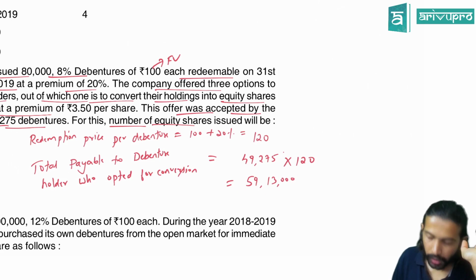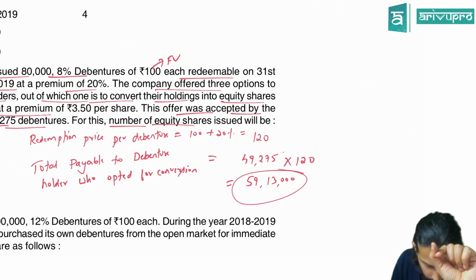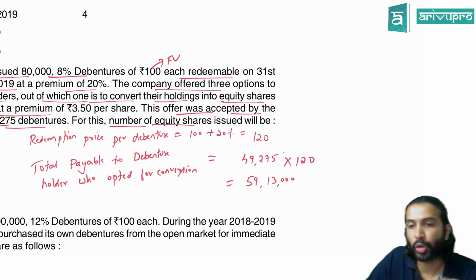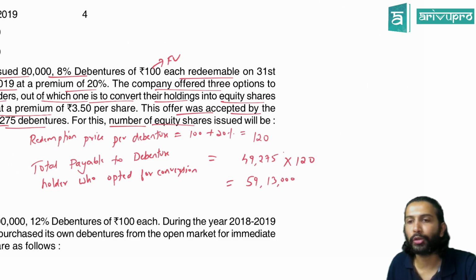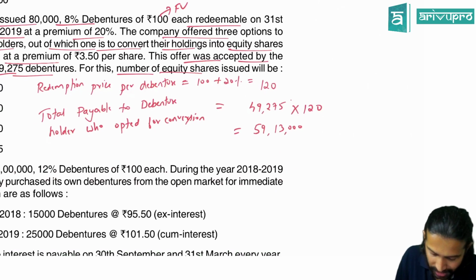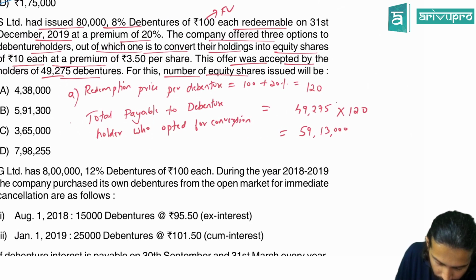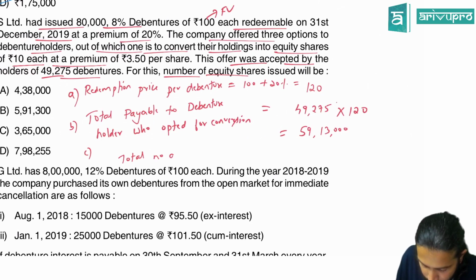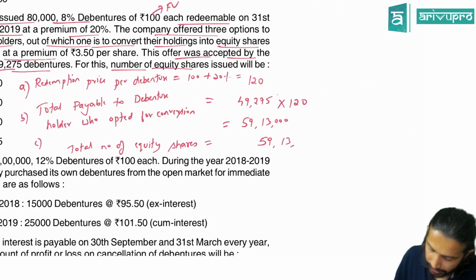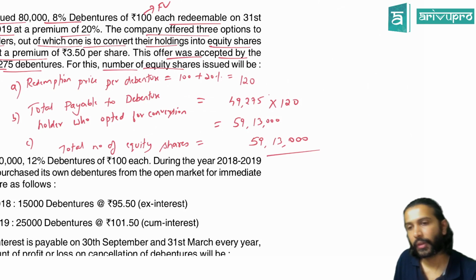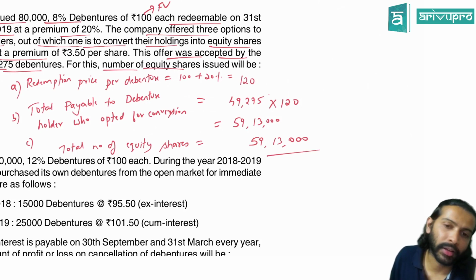But is the company giving this 59,13,000 in the form of cash? They are giving the same value in the form of shares. So the next step is to find out, I'll call this A, B, C, the total number of equity shares. Totally you need to pay 59,13,000. How are you repaying? In the form of equity shares.